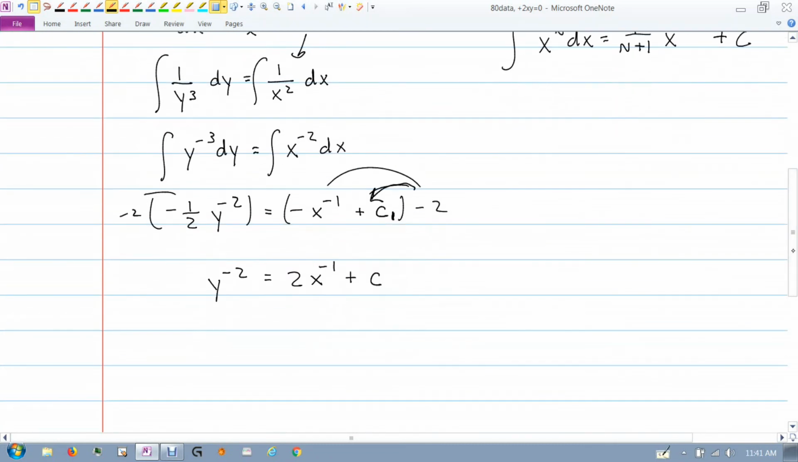And this is it. We have an equation, okay? This is the same as 1 over y squared equals 2 over x plus some constant. So we're just looking for an equation. We've got it. A relationship between x and y.